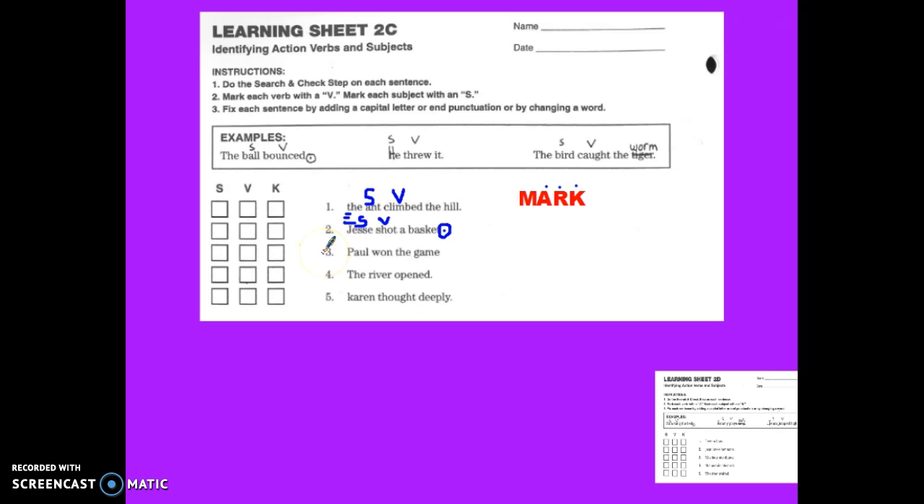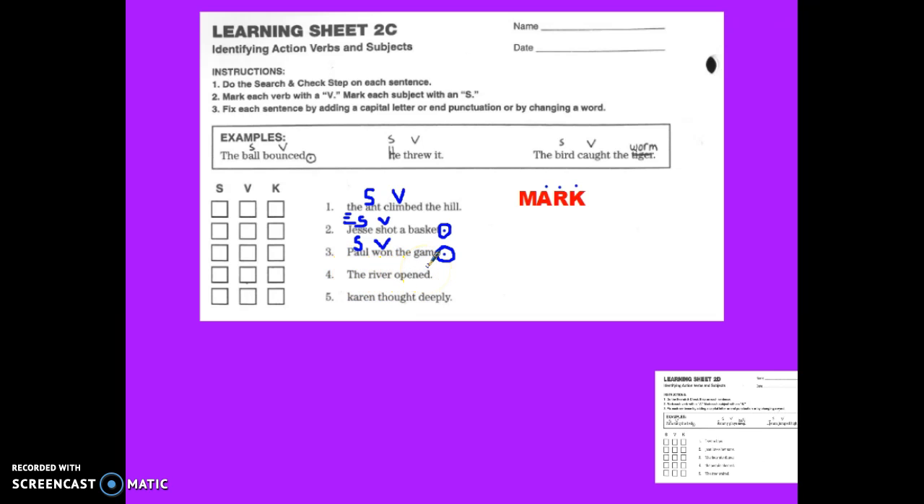Okay. Number 3, Paul won the game. I noticed some things right away, like it needs a period, but I've got to go through my MARK steps first in order. Ask, is there a verb? Yes, won is the action. Who or what won? Paul won. Now I can key in. We've got a capital letter. We need to add an end punctuation and circle it. Does it make sense? Paul won the game. Yes, that makes sense.